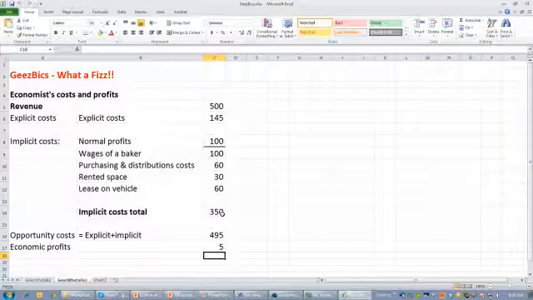So added together, in other words, the implicit plus the explicit costs, we get $495 per 100 packets. So taking that away from the revenue, we arrive at only $5 of economic profits. Now notice that those implicit costs incur what we call normal profits. In other words, the return to the entrepreneur that he expects out of the business. It's, in this example, the next best alternative he could do, namely to publish whatever.